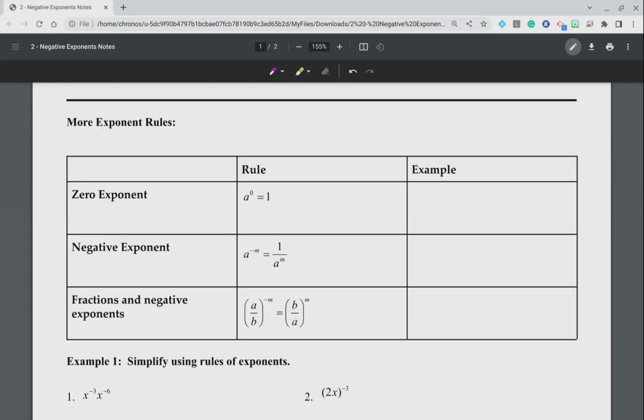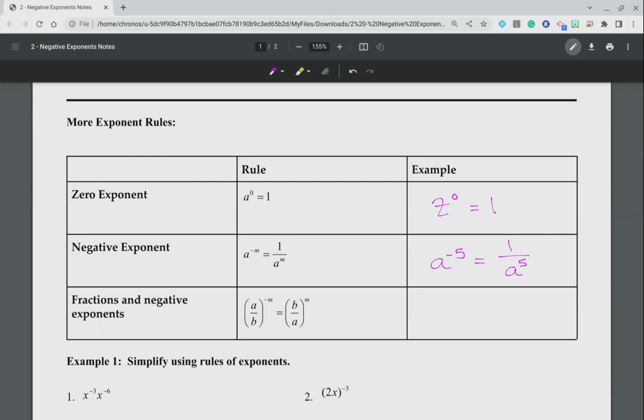First thing, anything to the zero power is always 1. So if I have z to the 0 power, that is just 1. In general, when you have a negative exponent, in order to make it positive, you are going to turn the problem into a fraction. So for instance, if I have a to the negative 5th power, I do not want that negative 5 exponent. So I'm going to write this as 1 over a to the positive 5.